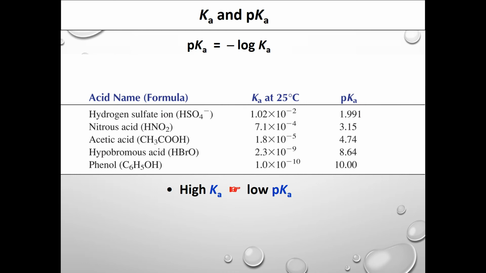For example, by referring to the acid with the highest Ka, which is hydrogen sulfate ion, it has the highest Ka value and the lowest pKa value. A larger Ka represents a higher acidity.